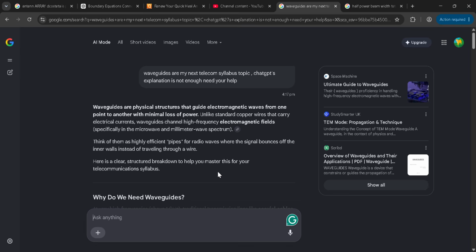So the waveguide is a hollow metal pipe or dielectric structure with a lower and higher cutoff. We can see this.